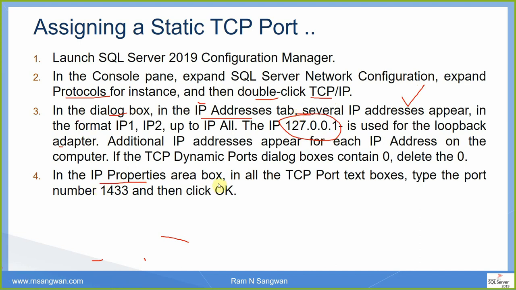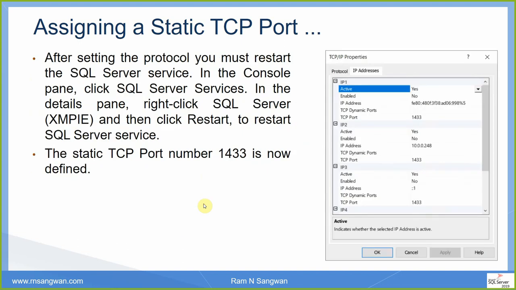Then in the properties area, for all IP ports, change the port number. If it is not there, change it to 1433. If you want to change it to something different, you can do that also. After setting the protocol, you must restart the SQL Server service. So in the console pane, click SQL Server Services, and then in the details pane, right click on the service name and then restart. And this was the screen grab of what I have demonstrated.